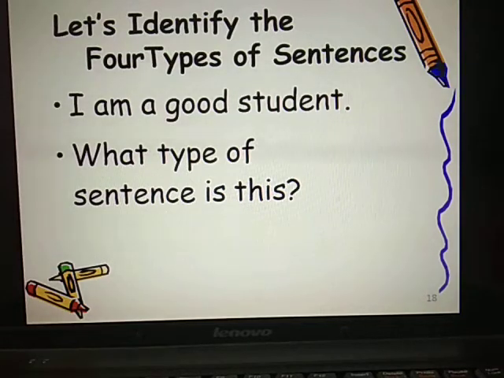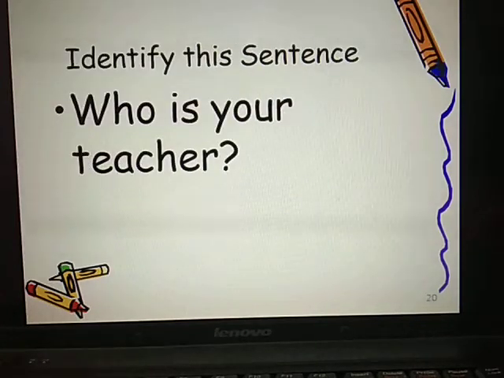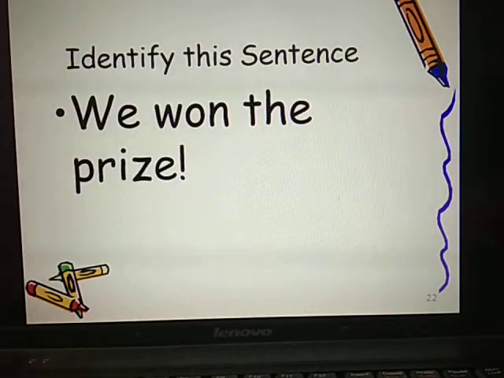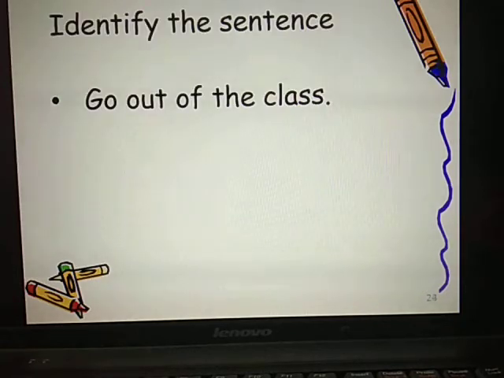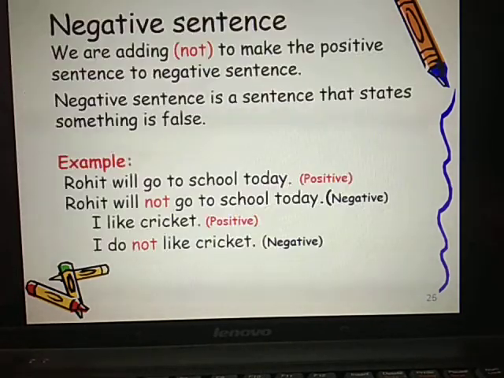So let us identify the four types of sentences. I am a good student. I think it will be a declarative sentence because it's ending with a full stop. What type of sentence is this? It is ending with a question mark. So it will be an interrogative sentence. Okay. Who is your teacher? Again an interrogative sentence. We won the prize. Exclamatory sentence. Go out of the class. Imperative because it's a command.